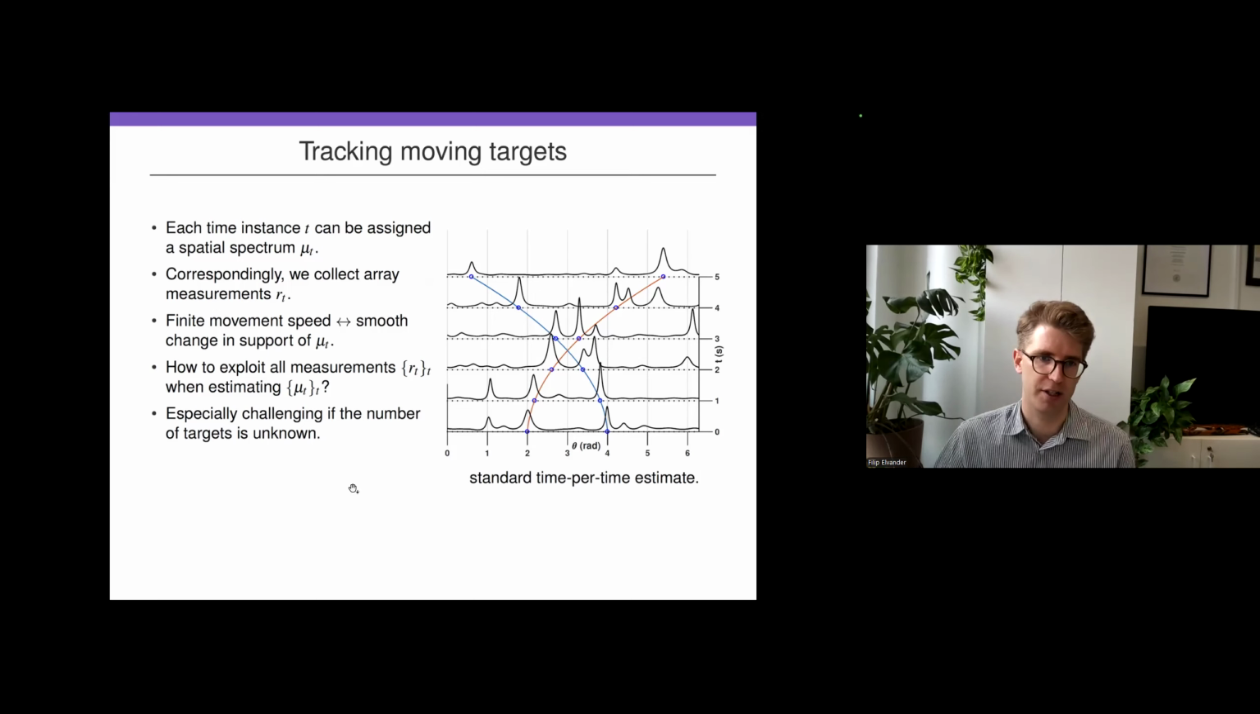So here we could basically think that if we assume that things move at some finite speed, this change in the support of the spectrum should be smooth in some sense, right? So with that in mind, shouldn't it be possible to basically exploit all the measurements when trying to track these targets? And again, the problem here is that this corresponds to change in support. How do we deal with that? And in particular, how do we deal with that when we don't know how many targets we have, basically when trying to do this in a non-parametric fashion, right?